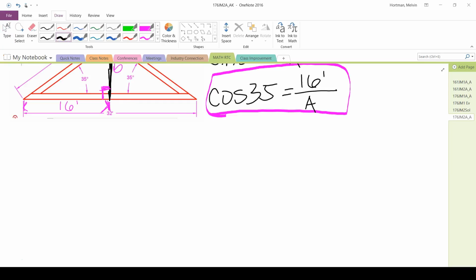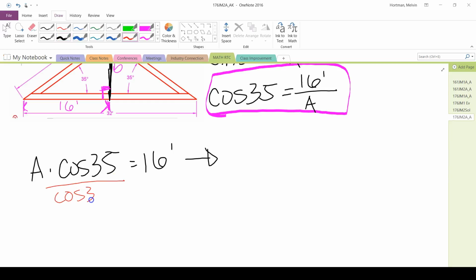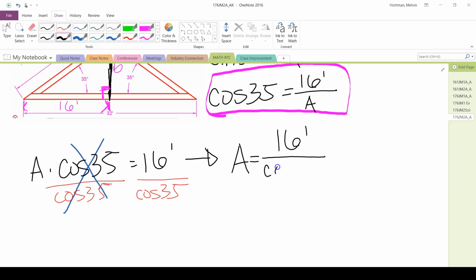Side A, we can flip this equation. We can multiply both sides by A. So A times cosine 35 equals 16 feet. Then we can divide both sides by cosine of 35. They cancel out right here. So we're left with A equals 16 feet divided by the cosine of 35 degrees.